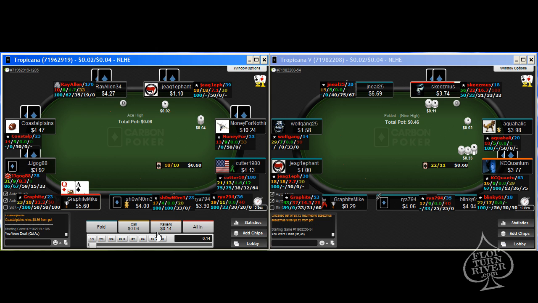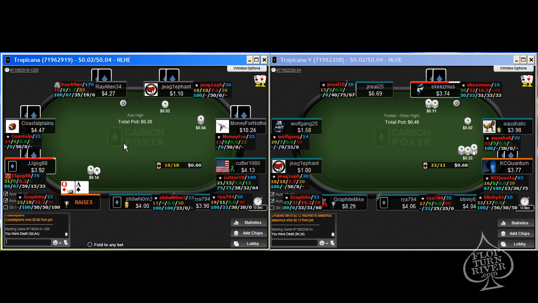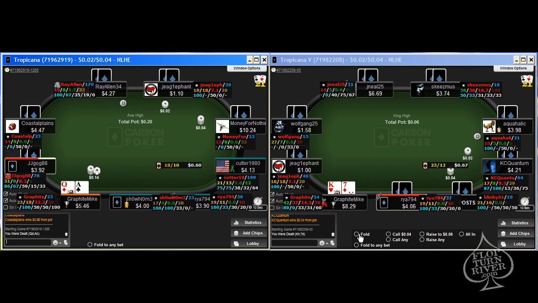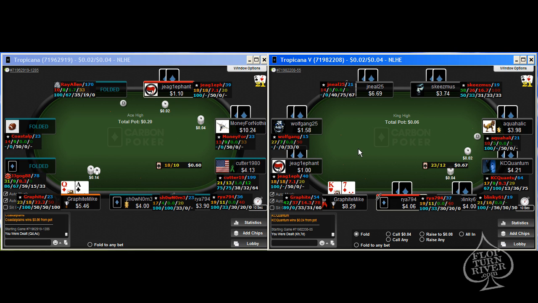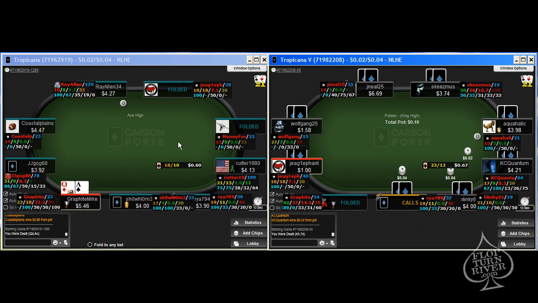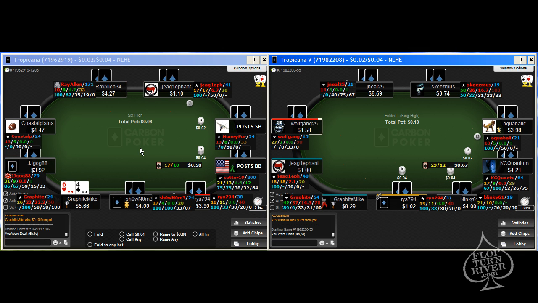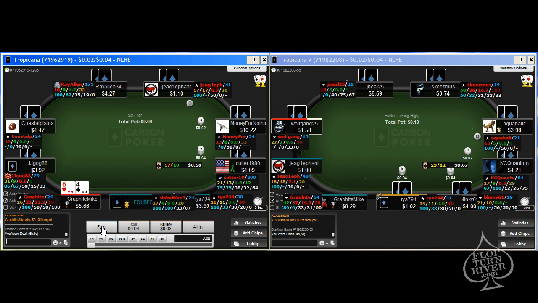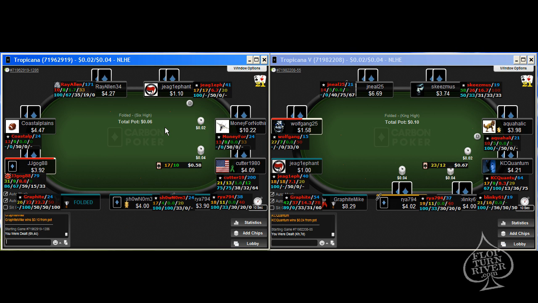Okay, and I'll open for pot here. That's what I've been doing on these 4NL tables, is opening for pot, which is 3.5x. And in the cutoff, I'm opening for 3/4 pot, and on the button, I'm opening for 2/3 pot, which is 2.5x. I think those are decent sizes against just the general player pool at this level.